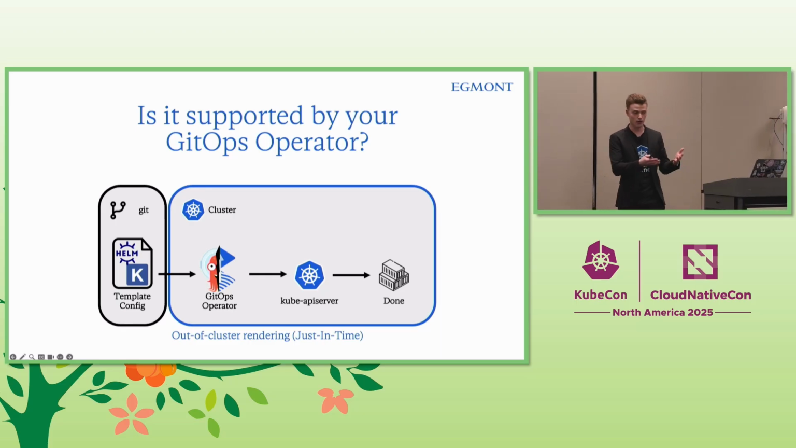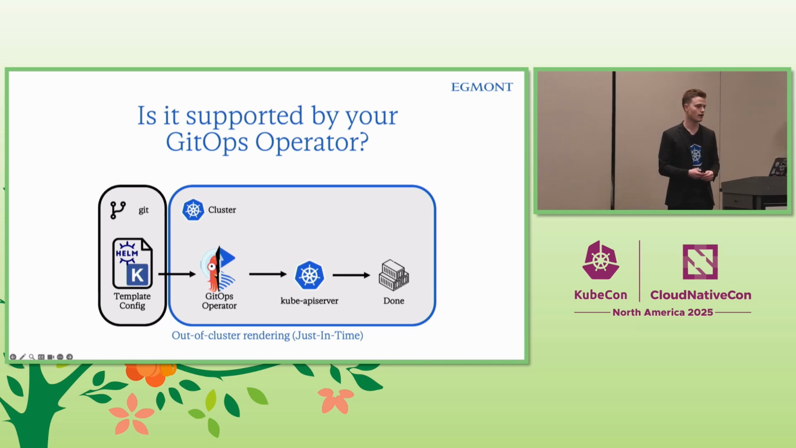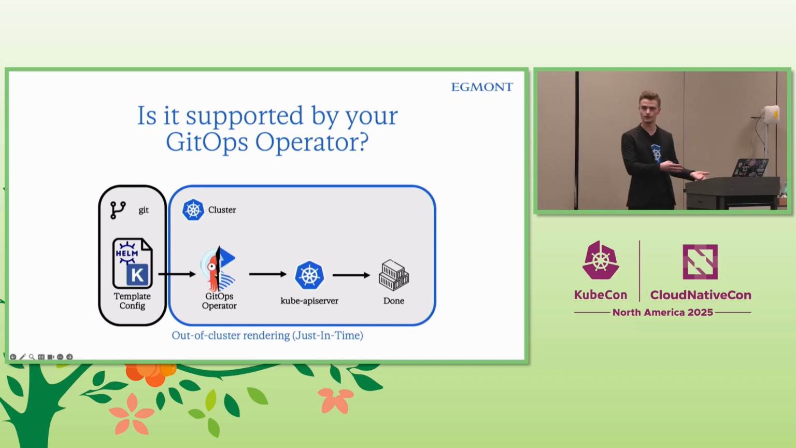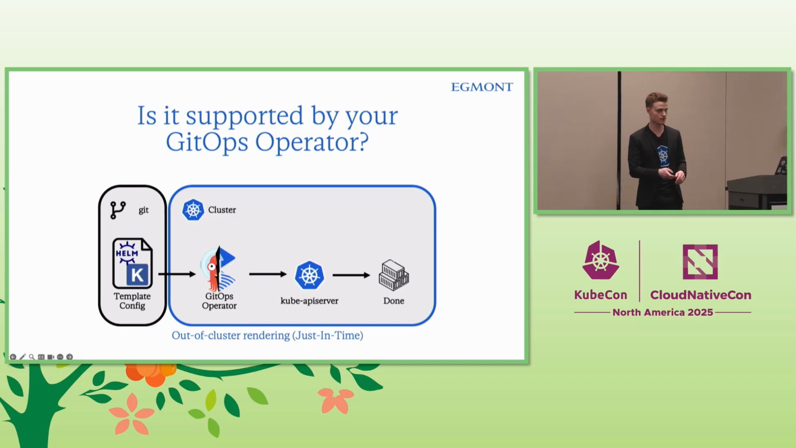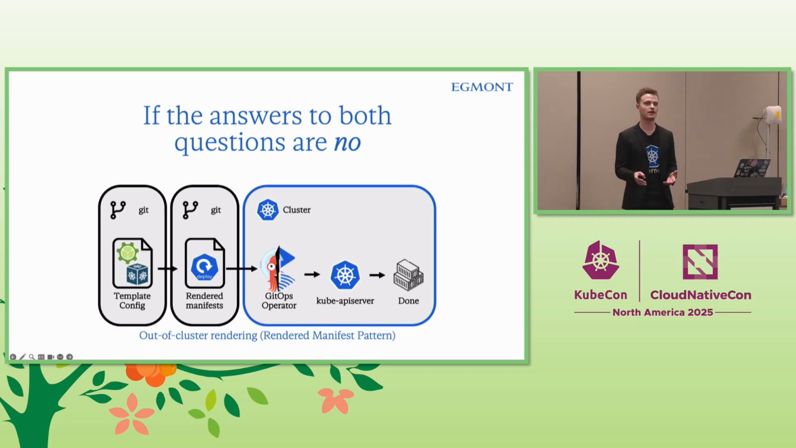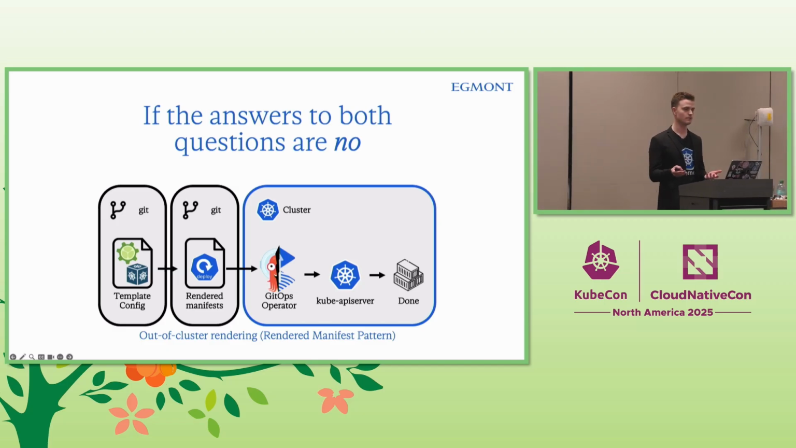Then, if you have that, well, then you can use the very simple flow, the simplest of the flows I've shown, which usually integrates with most GitHub flows. But if the answer is still no, this new tool is not supported by your GitOps operator, well, then you're kind of forced into this rendered manifest pattern where you need to pre-render everything before it goes into your cluster.